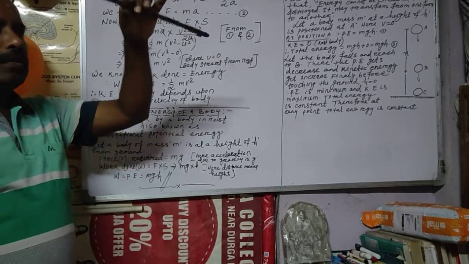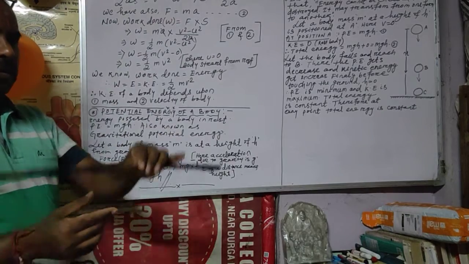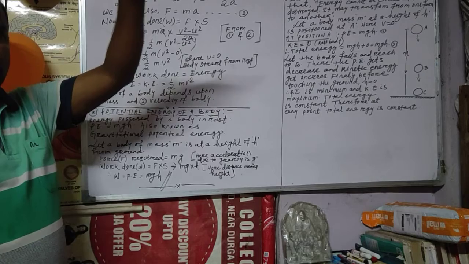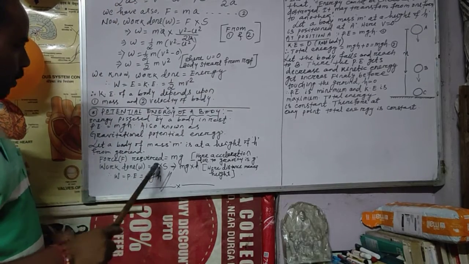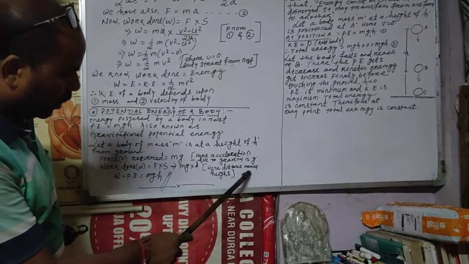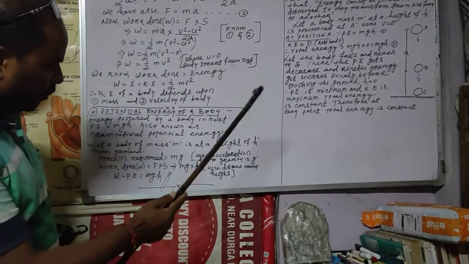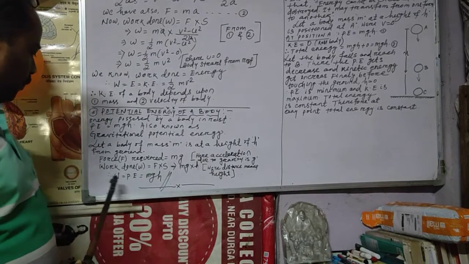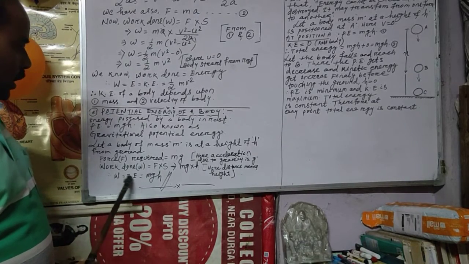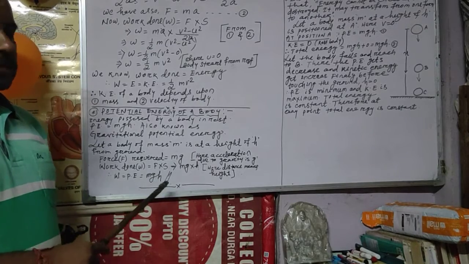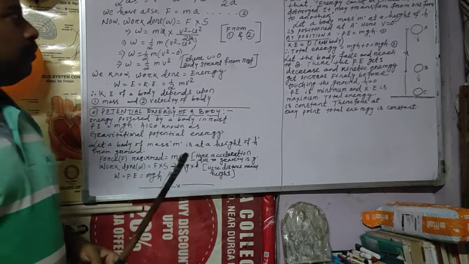That means height. When the object is taken from the ground up to some distance, that is called the height, h. So this is mgh. Here the distance means the height of the object from the ground. Now W, that is energy, is equal to mgh. So potential energy is equal to mgh.